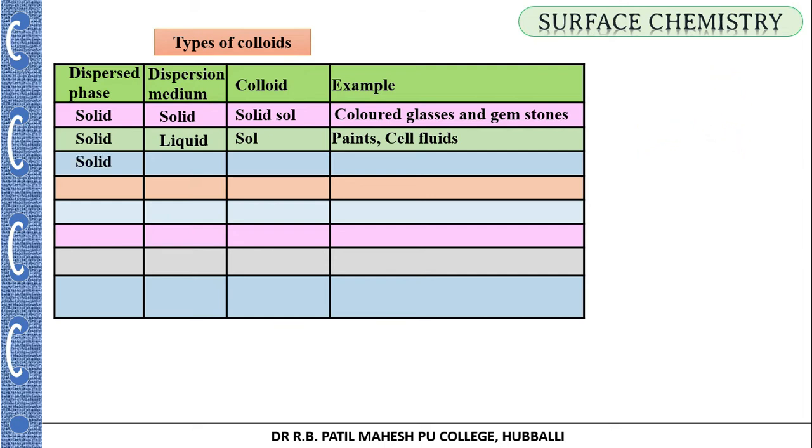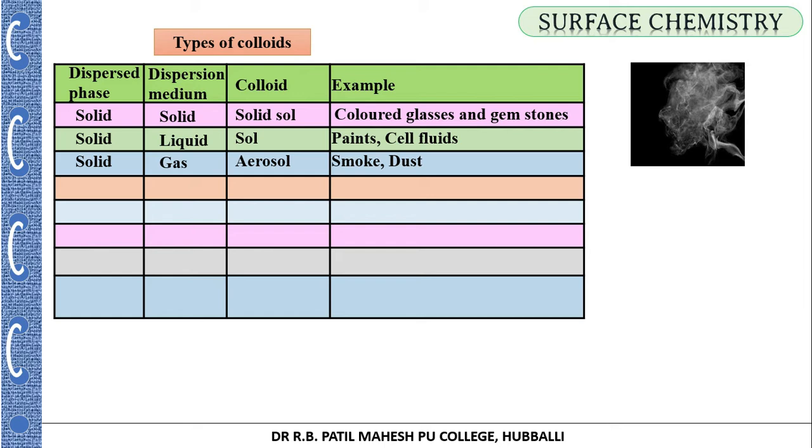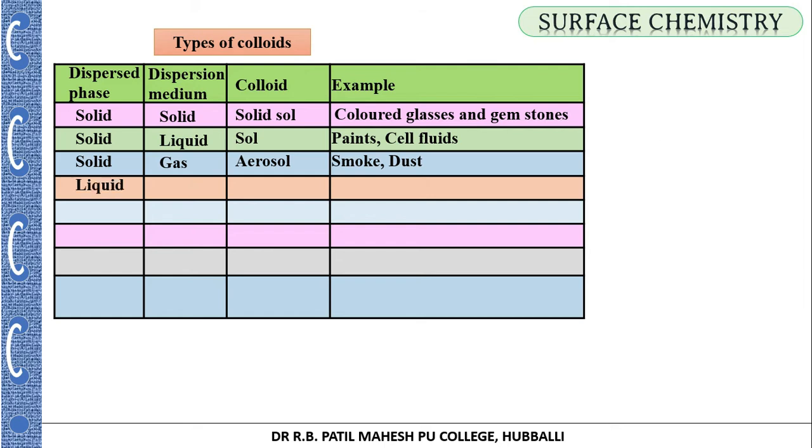Third one, dispersed phase solid, dispersion medium gas, and that is called aerosol. Example, smoke, dust. The fourth one, the dispersed phase is liquid, dispersion medium is solid, and that is called gel. Example, jellies, cheese, toothpaste, whatever we use, or some creams, they come under gels. The next one is dispersed phase liquid, dispersion medium also liquid, that is called emulsion. For that, milk, hair cream and butter are the examples.